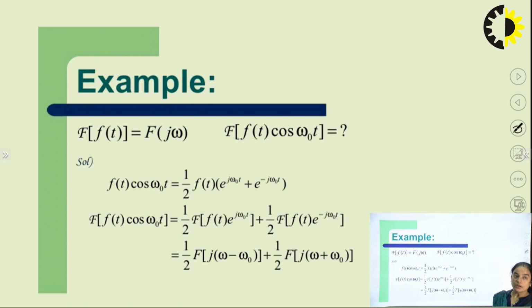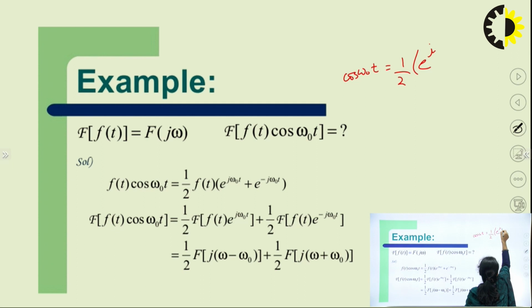So see the example here. The Fourier transform of f(t) is F(j omega). Then what is the Fourier transform of f(t) into cos omega naught t? Okay, so now the solution is that we can write f(t) cos omega naught t. We can write cos omega naught t as 1 upon 2 times e to the power j omega naught t plus e to the power minus j omega naught t. Okay, so the same thing has been kept here. So it is 1 by 2 f(t) and this.